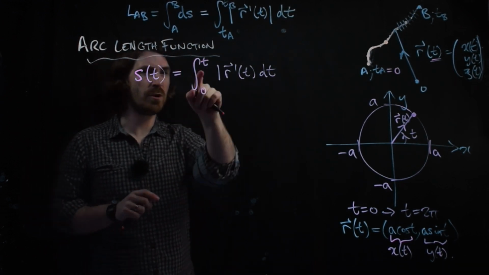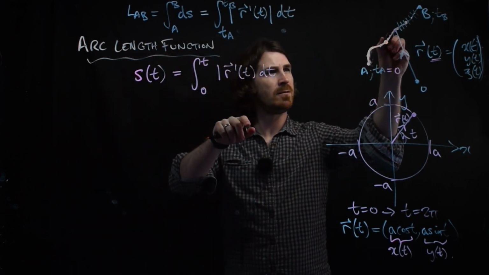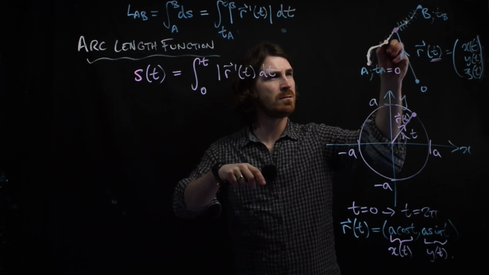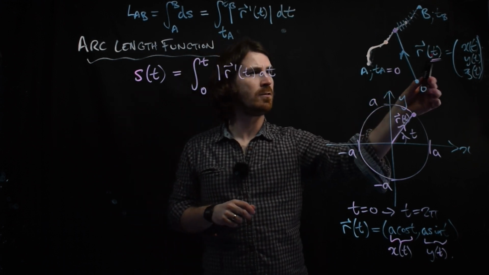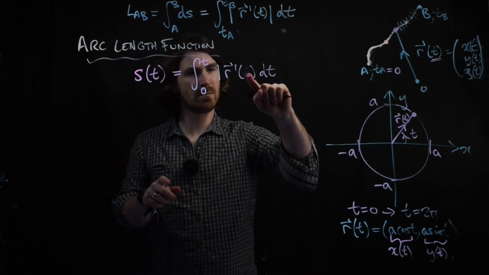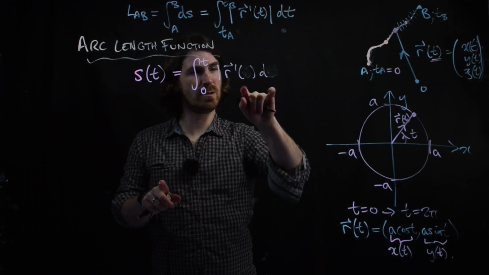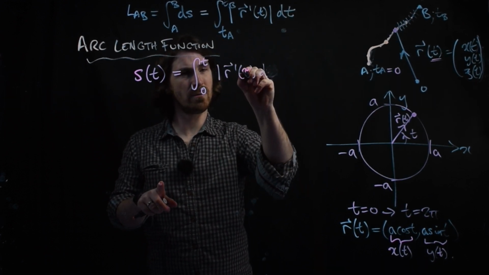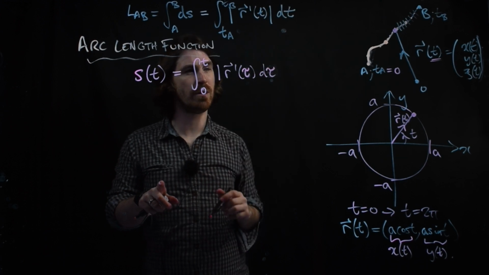Okay, and because we put the upper limit as t, that's taking us to this general point, r of t. And because we've got this upper limit, we need to call this t something else. So this is a dummy variable that we integrate over, so we can call this whatever we want. So let's call it tau.